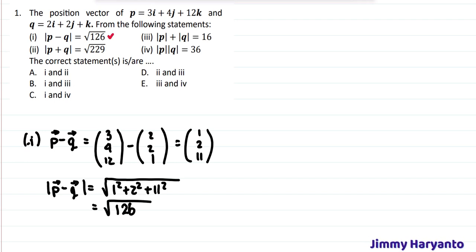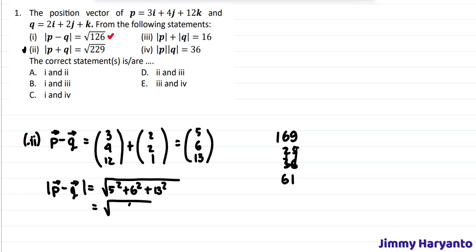Next is P plus Q. Second one, P plus Q. When you add it, you'll have 5, and then 6, and then 13. And then the magnitude is 169 plus 25 plus 36. This one will be 230. Yeah, it should be 230. So this one is not correct.